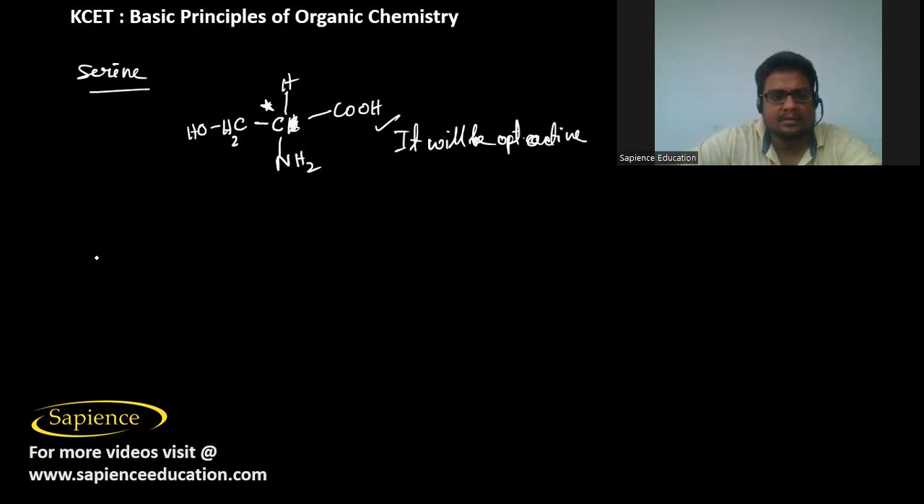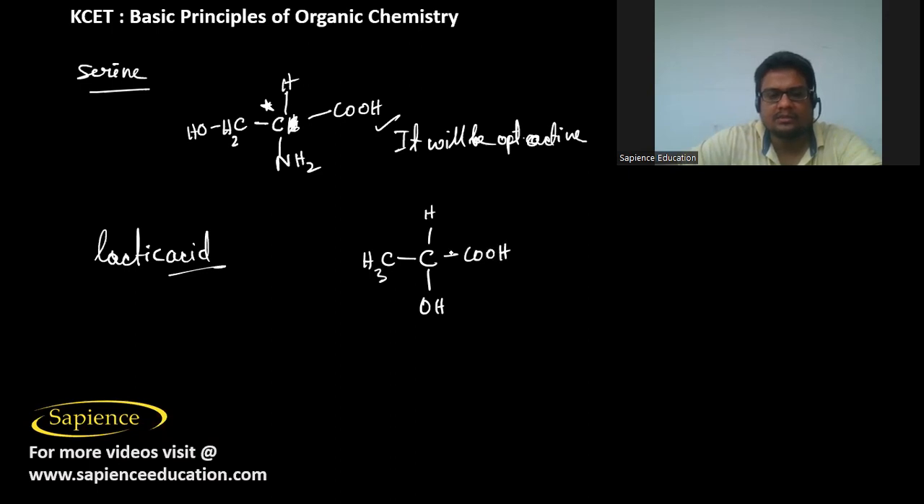And in case of lactic acid, the structure is also C, CH3, then OH, and H and COOH. So here also we have a chiral carbon since it is attached to four different groups, so it will also be optically active.